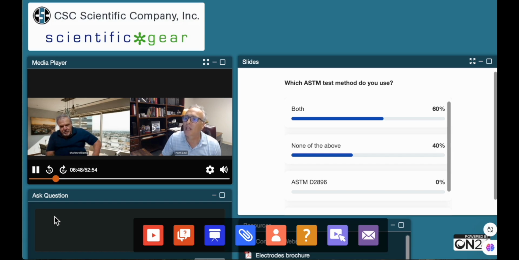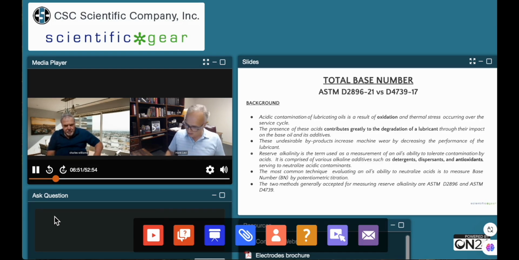So let's go ahead to our first slide. A little background about total base number. What is it? Okay. So basically, acidic contamination of lubricating oils is a result of oxidation and thermal stress. That's kind of what's going on. But more importantly, the presence of these acids contributes greatly to the degradation of a lubricant, right? These undesirable byproducts increase machine wear by decreasing the performance of the lubricant. So bad things are happening.